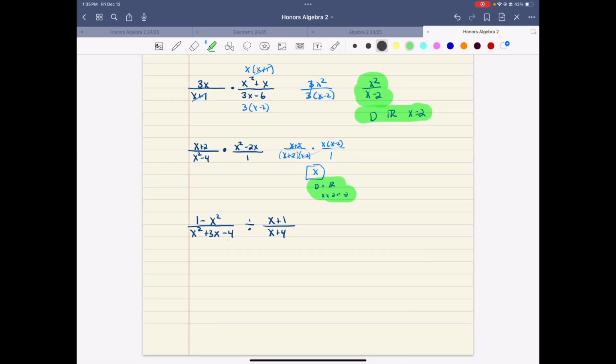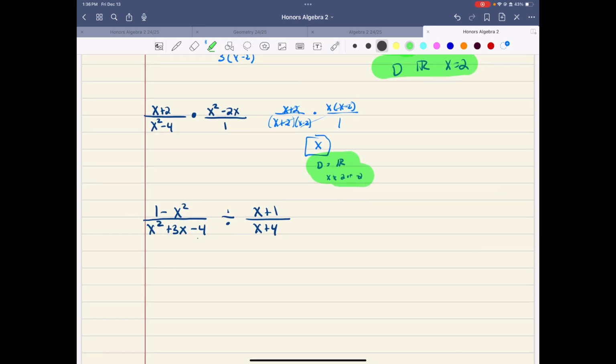All right, last one. Ooh, we've got this opposite thing going on with this last one. So remember, we factor out a negative and turn it around. So that's going to be x squared minus 1 and x squared plus 3x minus 4. Since it's dividing, then it's going to be x plus 4 over x plus 1.